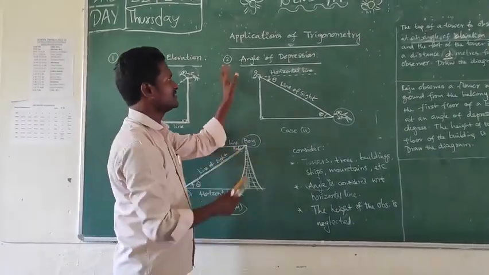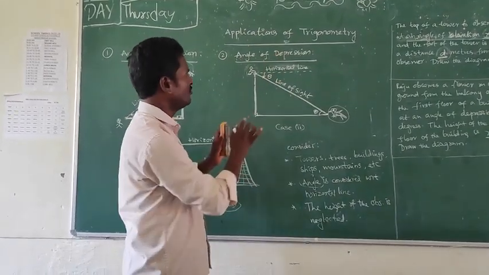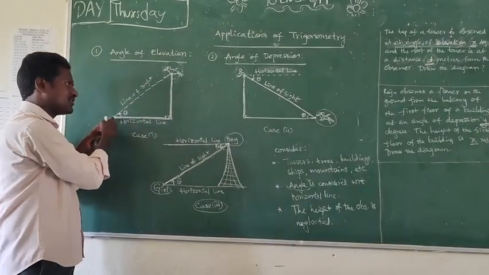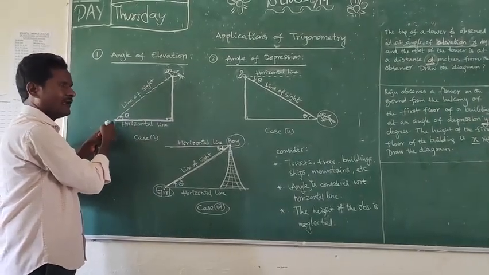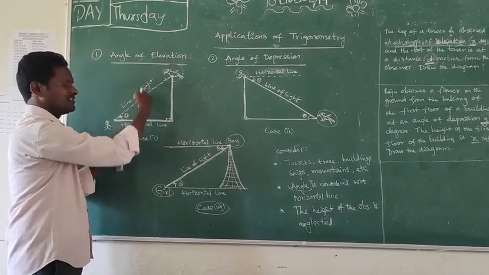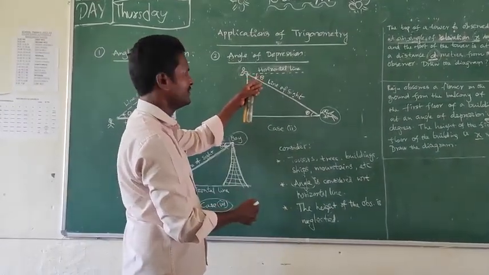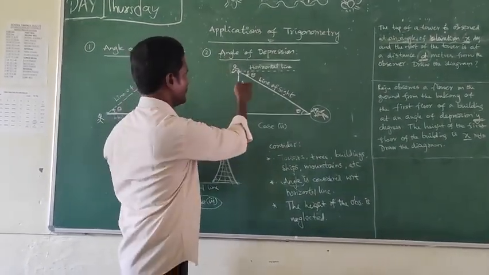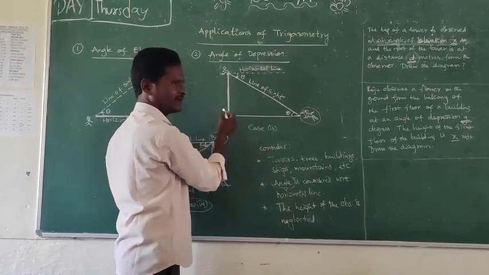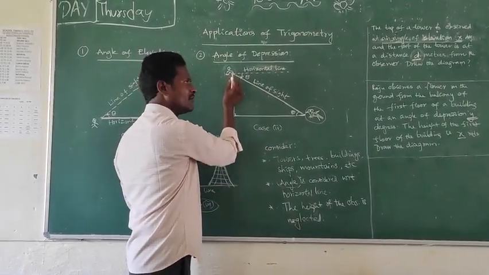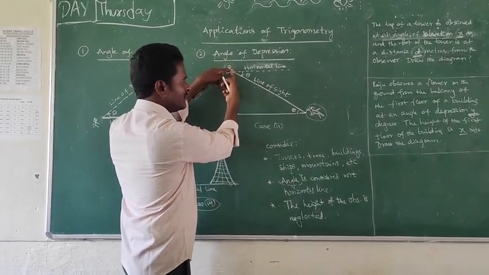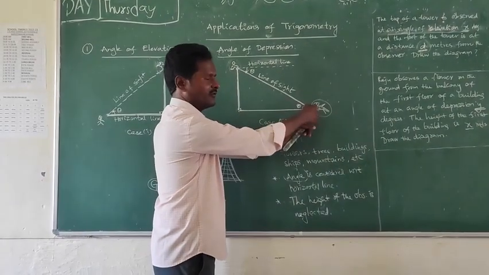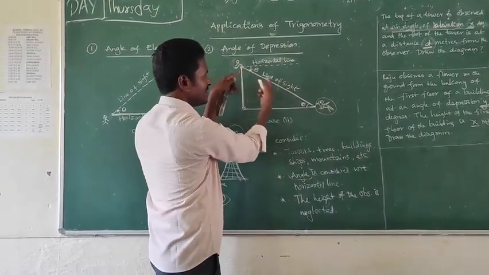The next thing is angle of depression. So how do we form angle of depression? Here the observer is on the floor and the object is above the horizontal. Here if we observe, the observer is already on some height. Suppose if we consider this as a building, the observer is on the top of the building. From this point, the observer is observing a bird which is on the floor. So here the line of sight is like this.